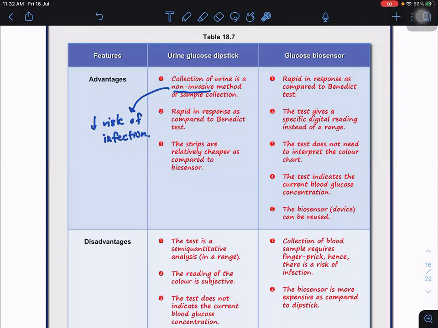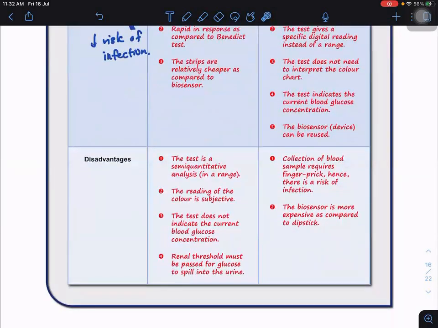The test here indicates the current blood glucose concentration because we use a blood sample. Okay. And the device, or the biosensor, not the strip, but the device, can be reused, okay? But the dipstick cannot be reused. Now, collection of a blood sample requires a finger prick, so there is a risk of infection as a disadvantage here. And the biosensor device is more expensive compared to the dipsticks, okay?